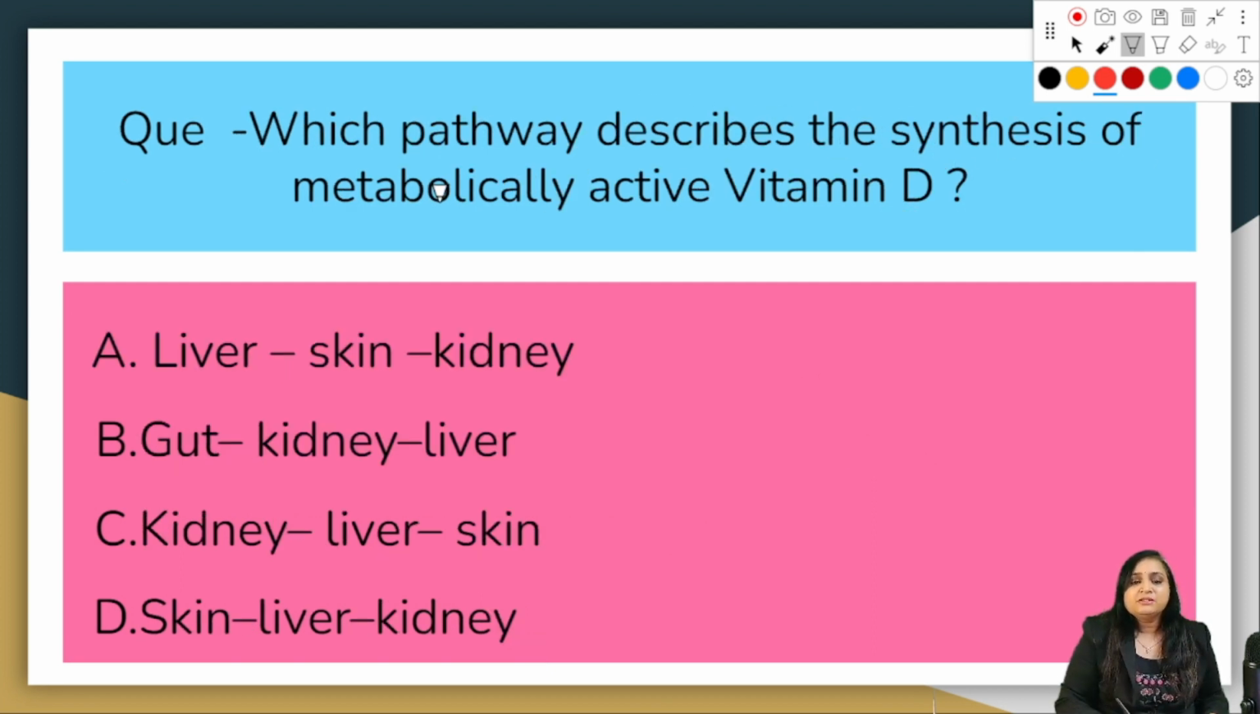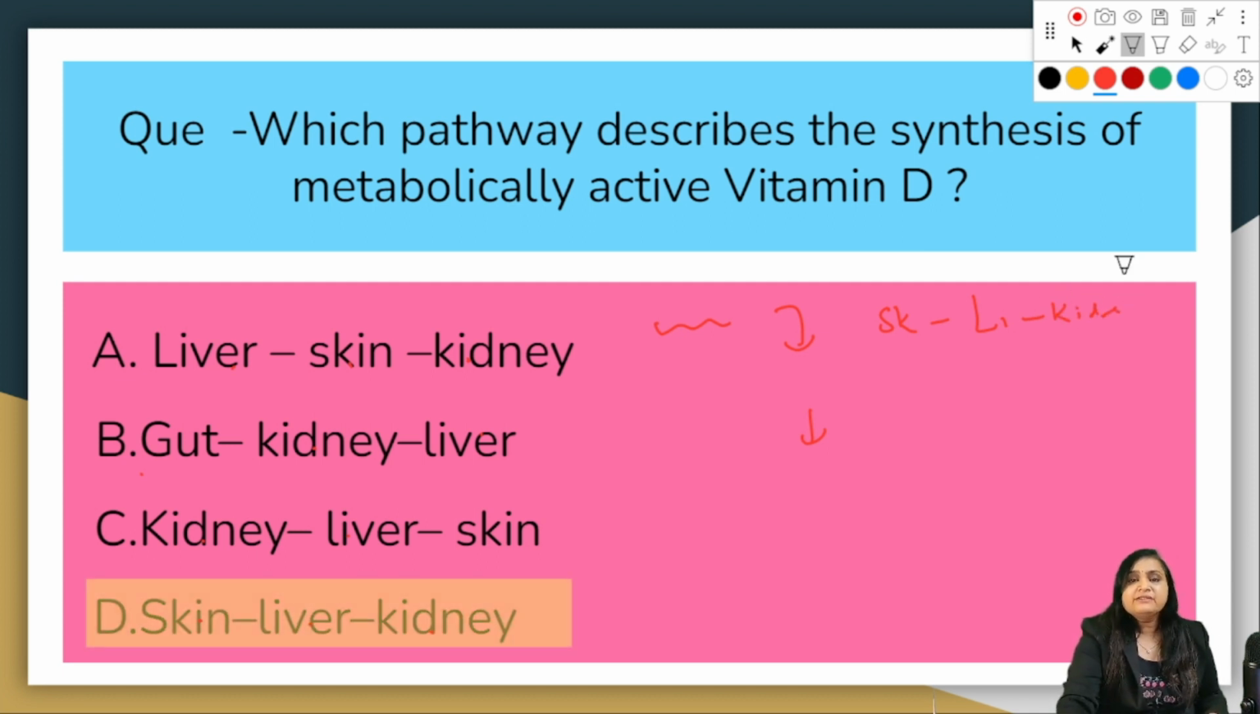Which pathway describes the synthesis of metabolically active vitamin D? Is it liver, skin, kidney; gut, kidney, skin; kidney, liver, skin; or skin, liver, kidney? We all remember that it starts with the skin, goes to the liver, and then finally goes to the kidney. So the pathway is skin, liver, and the renal system. The correct answer is option D, skin, liver, and kidney.